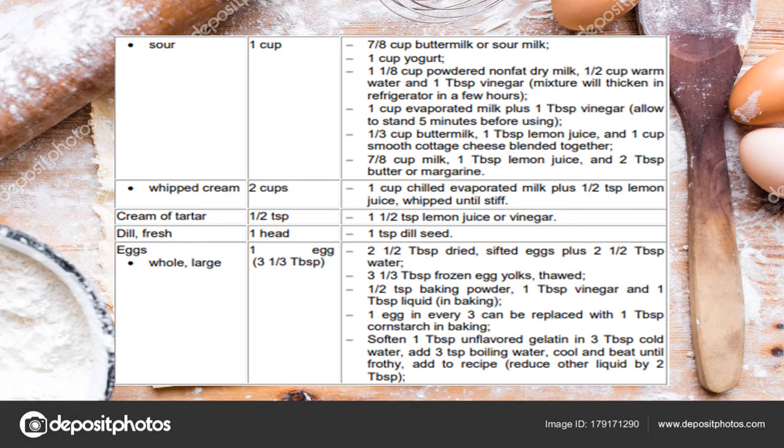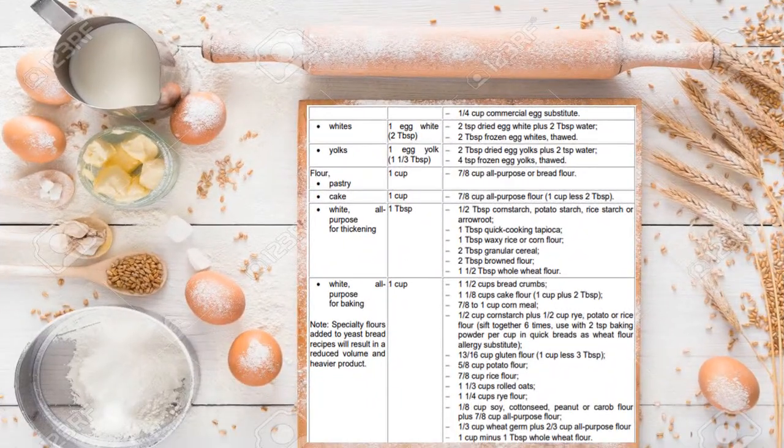Soften 1 tablespoon unflavored gelatin in 3 tablespoons cold water and add 3 tablespoons boiling water. Cool and beat until frothy, and add to recipe, reducing other liquid by 1/4. For commercial egg substitute, use 1/4 cup.